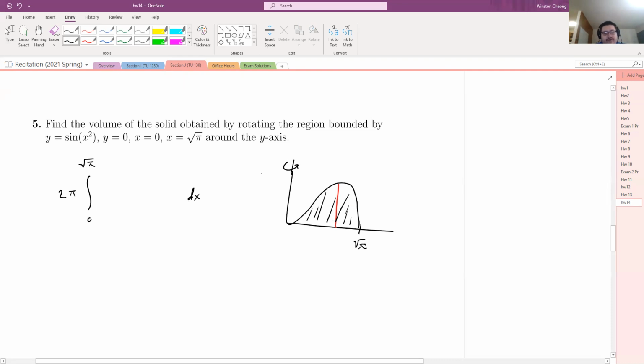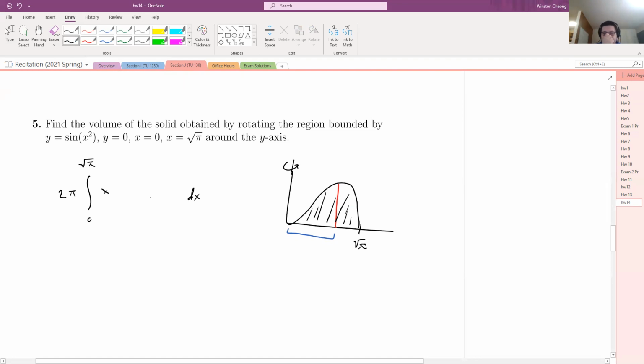Okay, now what is the radius in this case? Well, this is the simplest situation where the radius is actually just going to be the value x, and that works out because the axis that we're revolving around corresponds to one of the standard axes. So here we would just say x for that.